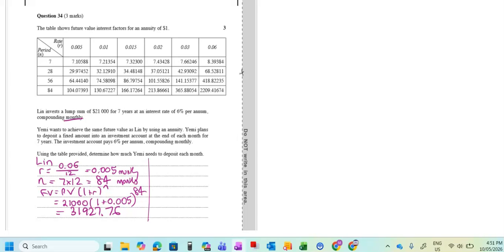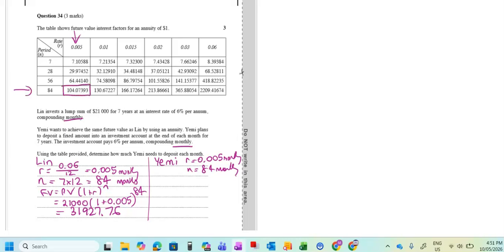So let's see what Yemi's doing. Yemi plans to deposit a fixed amount into an investment account at the end of each month for 7 years and also compounding monthly. So we're also needing to deal with months for Yemi. So Yemi's situation over here has the same r of 0.005 monthly and the same n of 84 months. So now we need to consider the table. 0.005 means we're dealing with this column, and 84 means we're dealing with the last row.